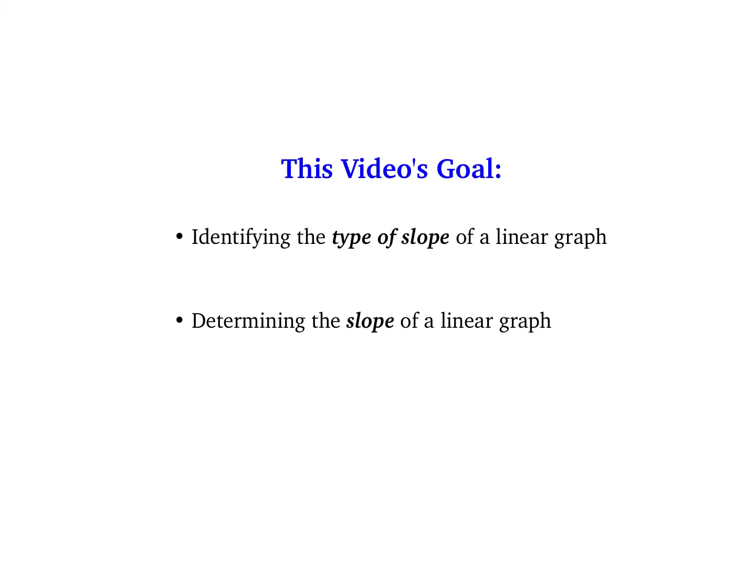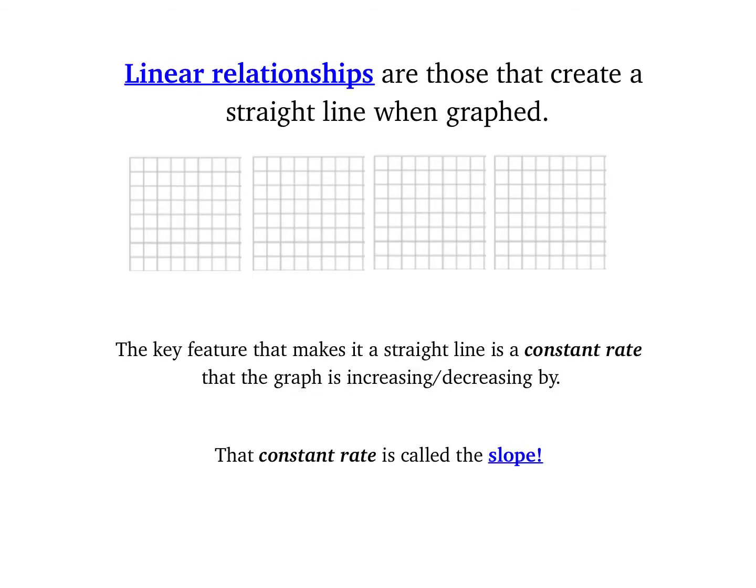Our goal for this video is to first learn what types of slope there are of a linear graph, and then to get a numerical value of the slope. So when you see or hear the word linear relationships, the first thing that should come to mind is the word line, because linear relationships are defined by anything that would create a straight line when graphed.